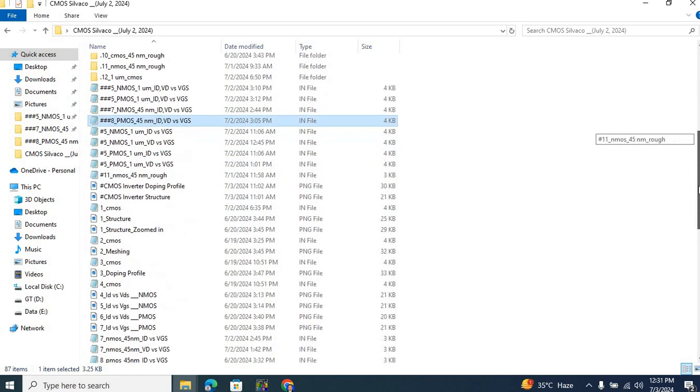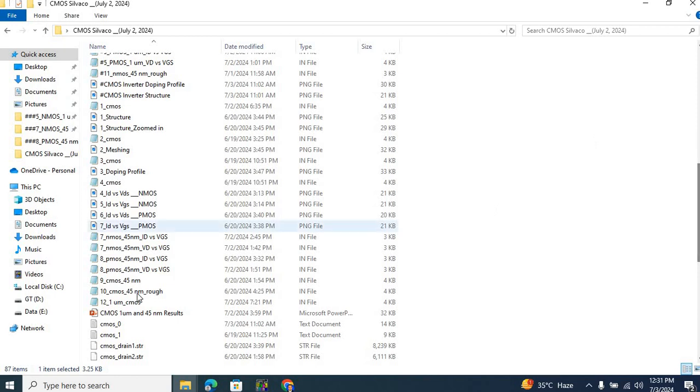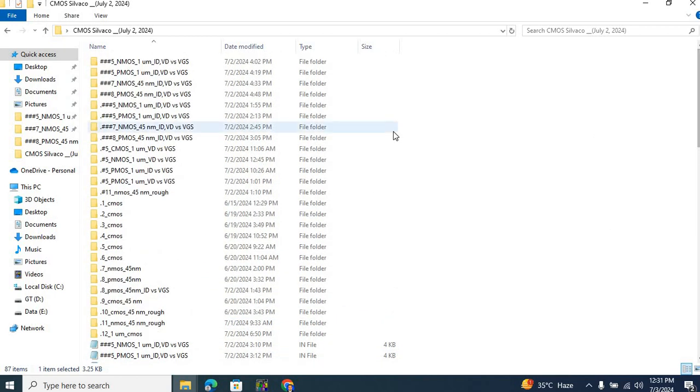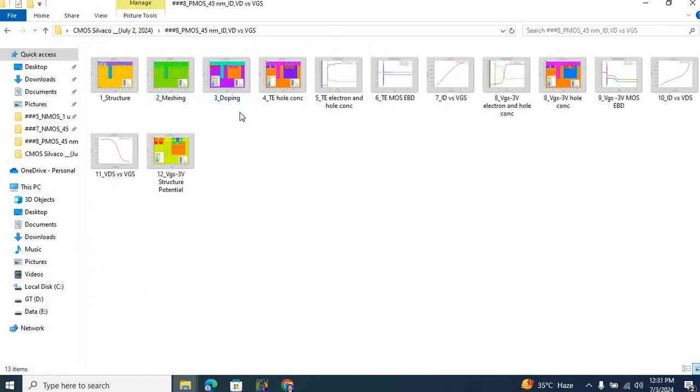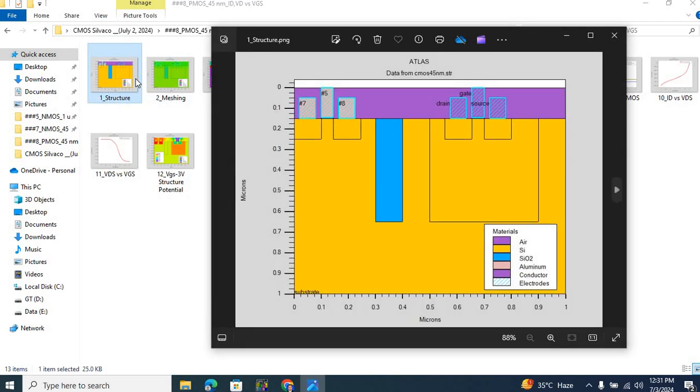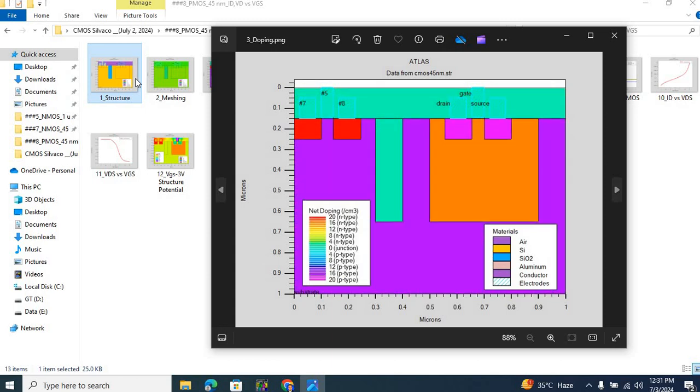Similarly, other codes like 1 micrometer CMOS, etc. But now that we have seen the functionality of the CMOS inverter, I'm not going to run the simulation for each and every one of them. For example, here are the results for PMOS 45 nanometers, ID, VD versus VGS. So instead of running the simulations, once again, we are just going to look at the results. We already discussed this part.